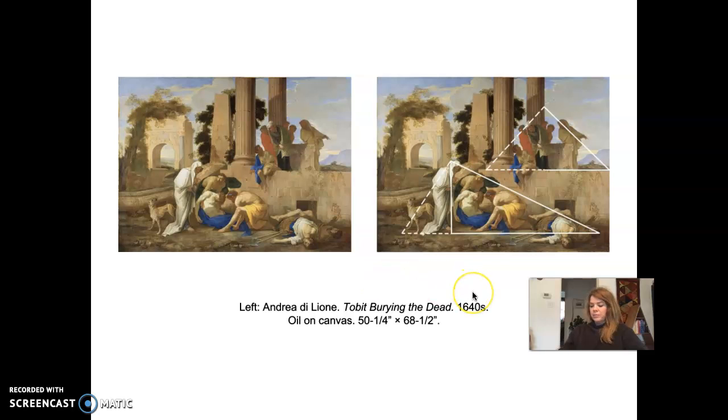So implied line, here's a piece that has an implied line kind of built into it. Implied lines are created by these visual connections. So Andrea de Leon, Tobit Burying the Dead from 1640s, oil on canvas. It's fairly large, 50 by 68 inches. The figures in the lower foreground form a triangle with the head of the man dressed in white at its apex. So we can see here he is, the guy in white, the triangle, the apex of the triangle. So you can see there's kind of a line, different lines created here with the figures down here at the foreground.